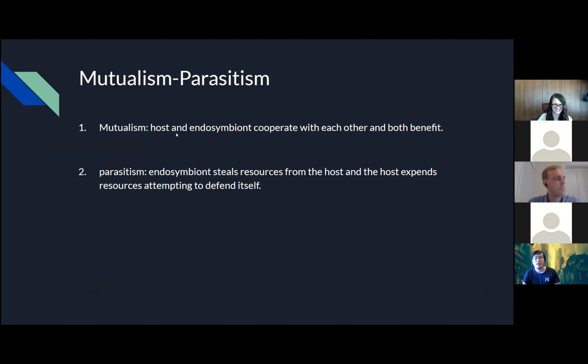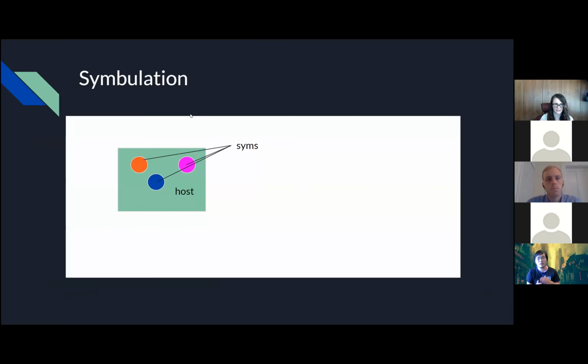We believe that symbiosis evolves along a spectrum from parasitism to mutualism. Mutualism in our experiments is defined as host and symbiont cooperating with each other so that both benefit. In parasitism, the endosymbiont steals resources from the host, and the host expends some resources attempting to defend itself. The platform we use is the Symbulation simulation, which is a software model of symbiosis and allows the evolution of parasitism and mutualism.